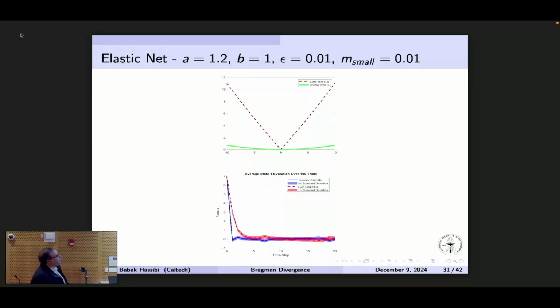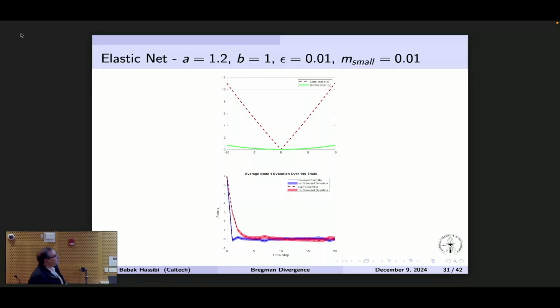So this is the cost on the state. It's an elastic net, so it almost looks like an absolute value function. There's a tiny bit of quadratic on top of it, which you can't see. For small m, we're not putting a lot of penalty on the controller, so it's quadratic, but very barely. And so if you look at the performance again, here I'm looking at the absolute value of the state.